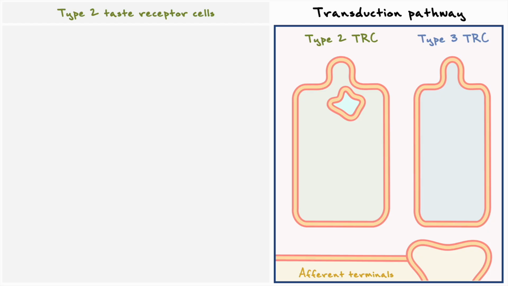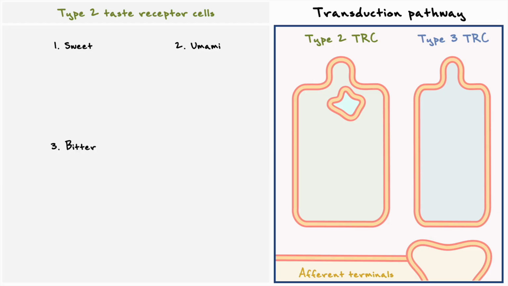So, moving forward, as we said, type 2 receptor cells detect sweet, umami, and bitter. The main reason why these 3 tastes are lumped together is because their transduction process is all mediated by a G-protein coupled receptor, or simply GPCR. The other tastes, so salty and sour, use different mechanisms that we'll see later.